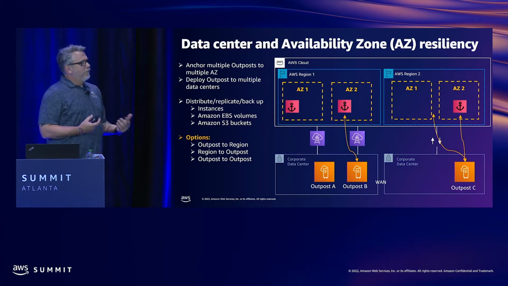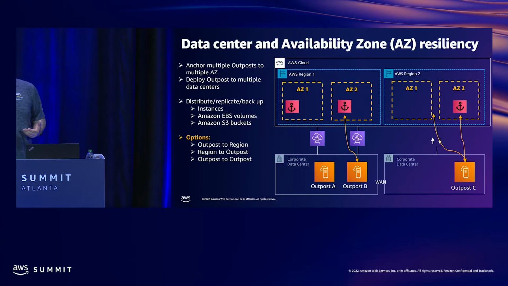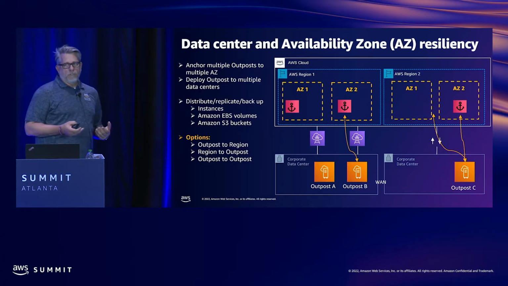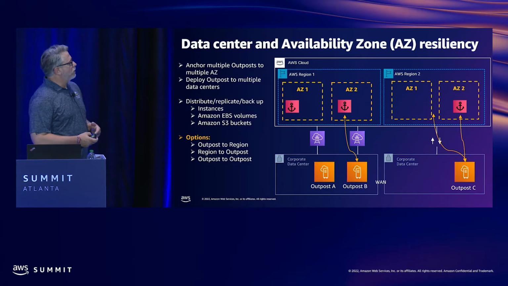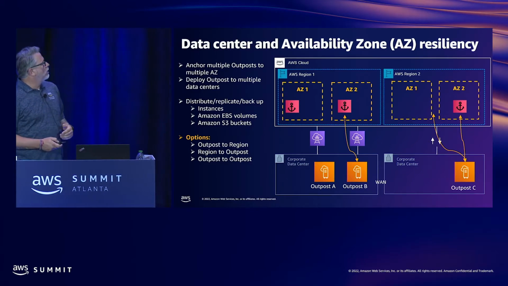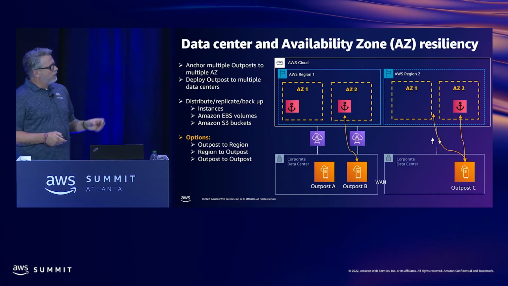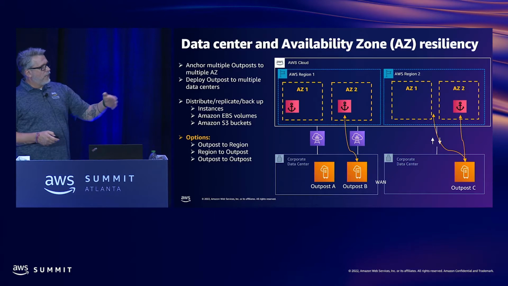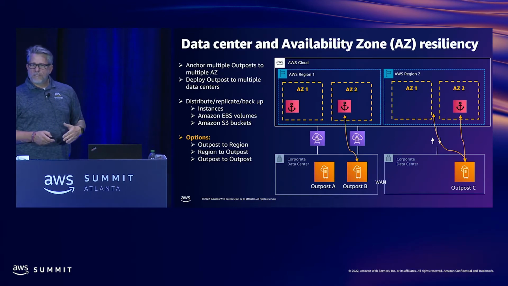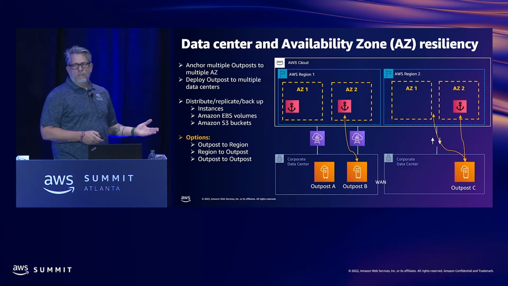If you're doing more of a COOP type design or a true DR design, then multiple data centers, multiple Outposts, and then you can connect them to multiple availability zones within multiple regions, right? So those are some possible scenarios for that. You can distribute and replicate your instances, your EBS volumes, your S3 buckets. You can replicate those across the Outposts. If you don't have any data residency concerns, then you can also back them up into the AWS cloud.